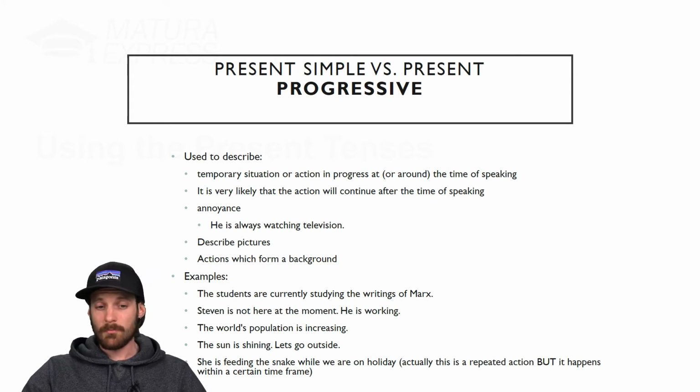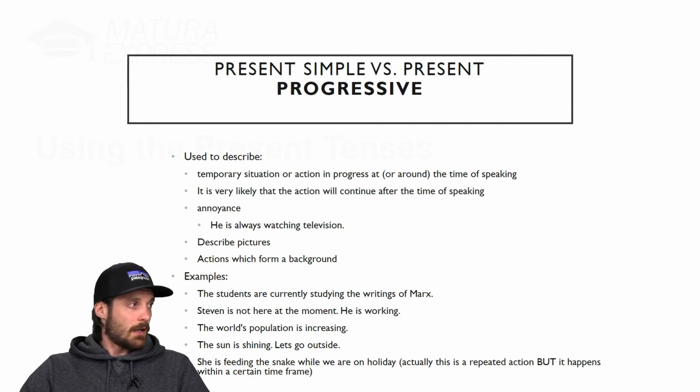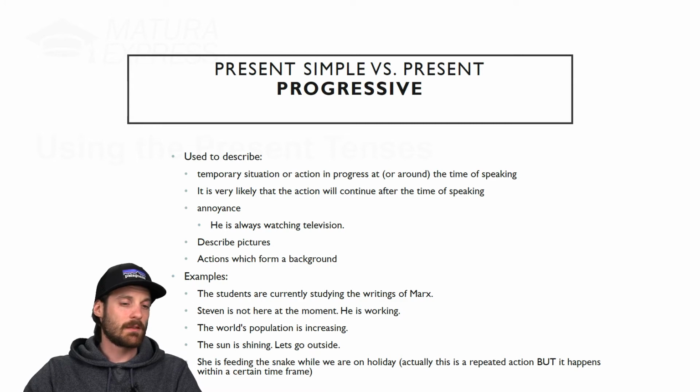I also have some examples, of course, for this present progressive. The students are currently studying the writings of Marx. So it's just a current situation. They're not doing it every day, every year. It's just something that is happening this month, maybe something new. So normally they're discussing other things.